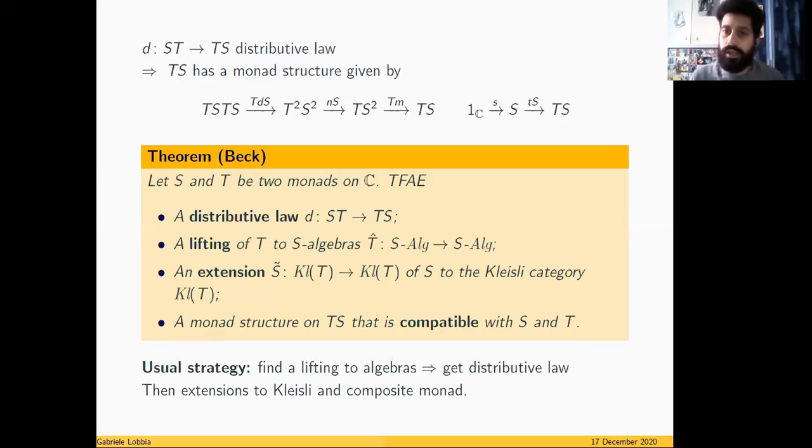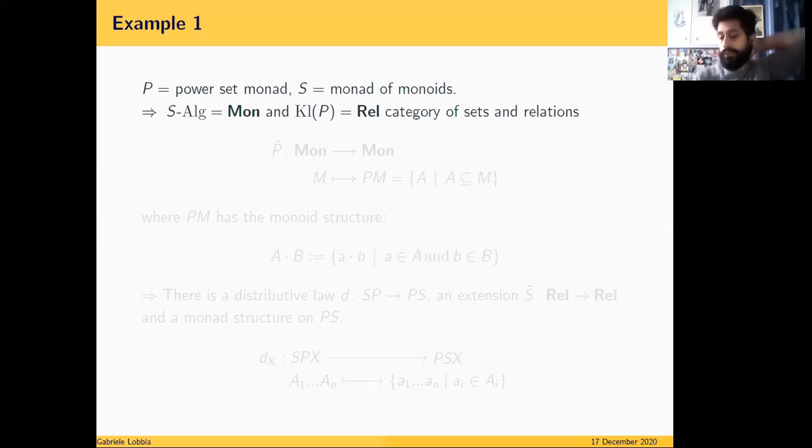Again, this is the usual strategy. Obviously, it's not the only way that you can use this theorem, but just to give you the idea of what usually happens. So let's see an example to see how these things go. Let's take the power set monad and the monad of monoids. The power set monad has multiplication given just by the union of subsets of subsets. So you do just the union on all the subsets that you get, and the unit is just the singleton. And the monad of monoids is the monad generated by the free adjunction of monoids.